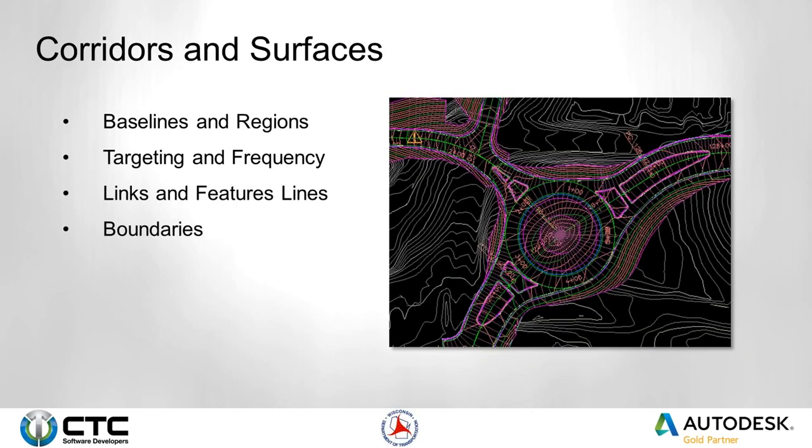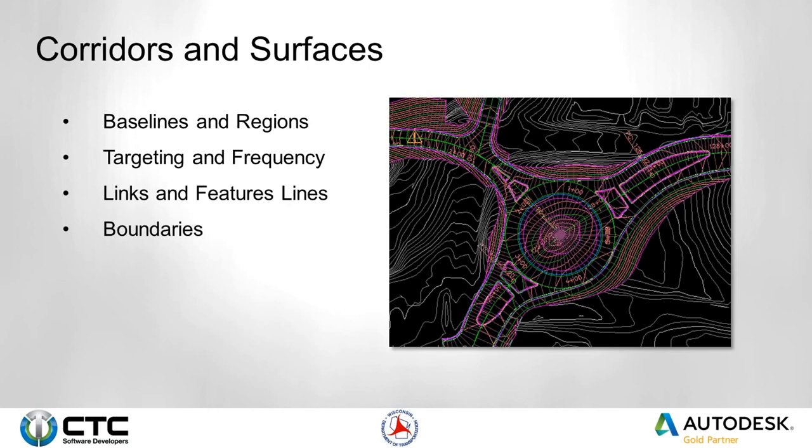And then we'll go ahead and build some corridors. We're not going to have time to build something like we have on the right there. That's just kind of a sample of what you can do with corridors. These are 3D modeling tools that are built on alignments, profiles, and, excuse me, assemblies. But what we're going to discuss is some basic use of baselines and regions. We'll also discuss targeting and frequency. Those of you who have used corridors know that all the power is in targeting. That's where all the magic comes from. And we'll discuss using links and feature lines specifically to be creating a corridor surface. And we will also incorporate a corridor boundary to manage that corridor surface.